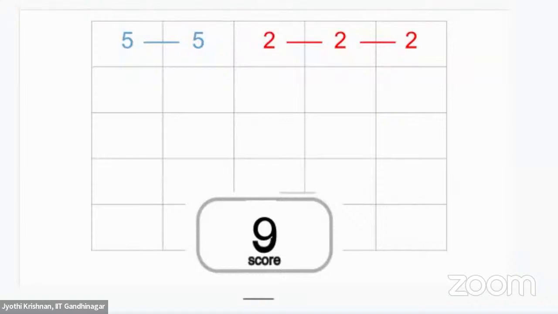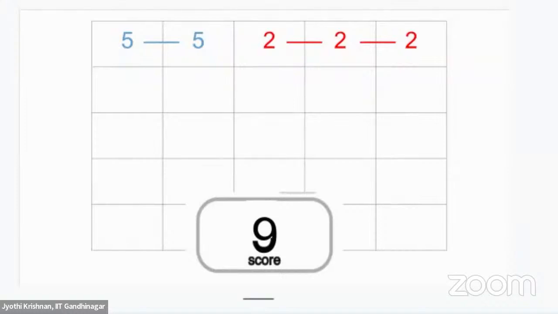I'm just starting to explain. I've not yet explained anything. So it's all right. So far, all we've done is we've made a grid. We're putting numbers into the grid and we're figuring out how to get points. So if you put a 5 next to a 2, you get no points. But if you put a 2 next to a 2, that is 2 points.